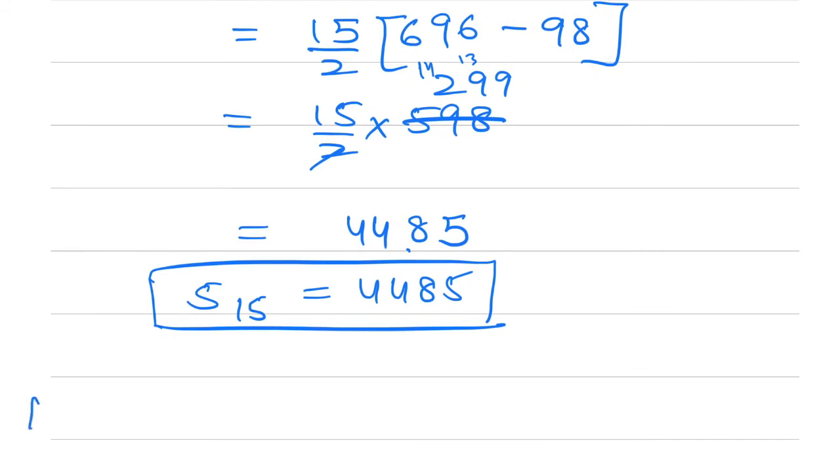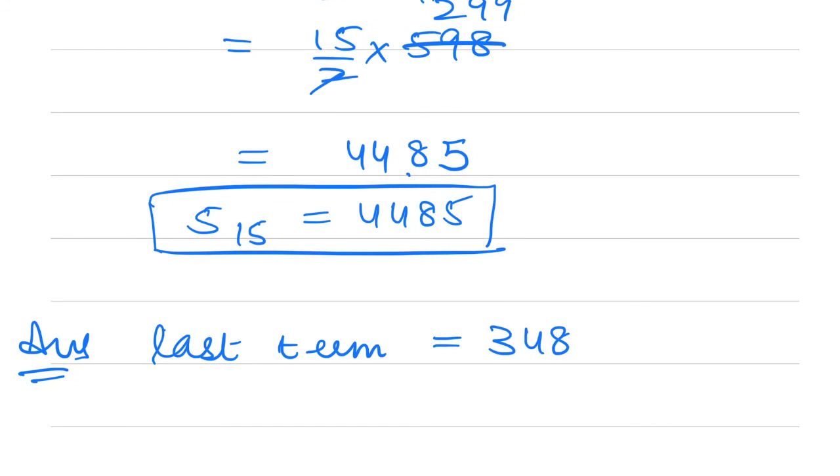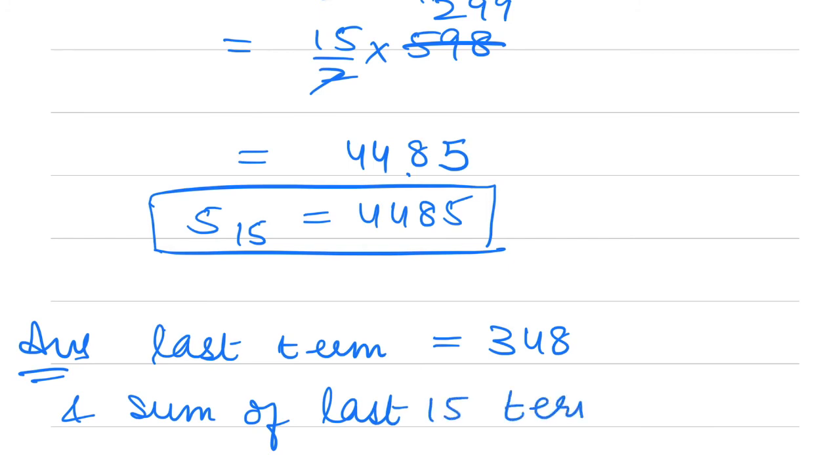Now let's write down the answer. Last term, the 50th term is equal to 348 and sum of last 15 terms is equal to 4485.